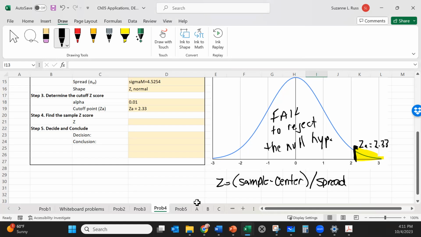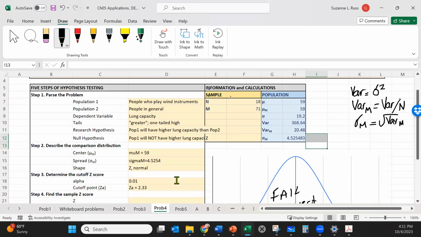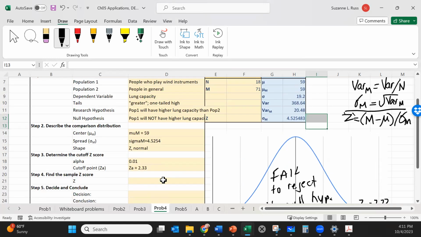And in this example, when we're working with mean, that means that z is going to equal the sample mean minus the population mean divided by the standard deviation for the distribution of means. Don't forget that little M at the end. That's what we always have to have with a sample bigger than 1. So let's work that formula.